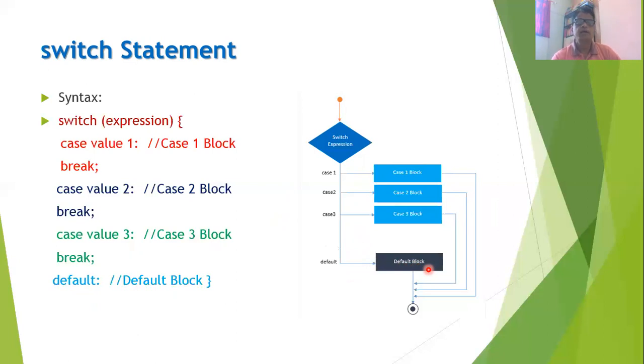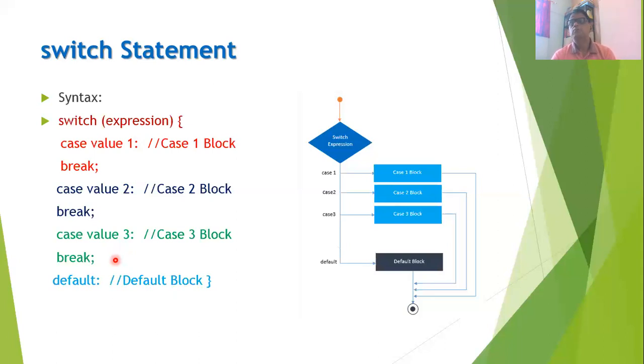If the programmer needs to write a default block, then only he can write. If the programmer wants to avoid this default block, then of course he can avoid it. Also, while using this statement, one needs to take care that these values must be different from each other. They should not match with each other, and this expression must return a value which will get matched with one of these values.